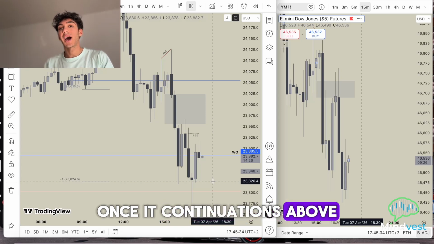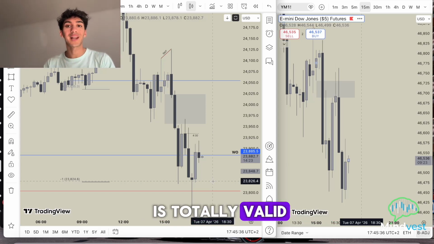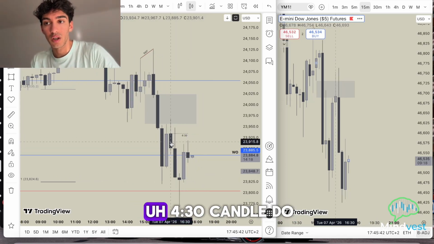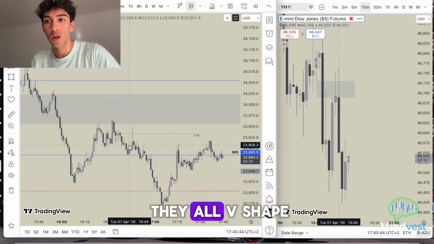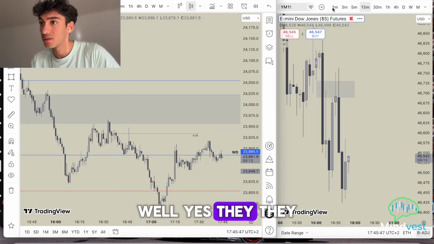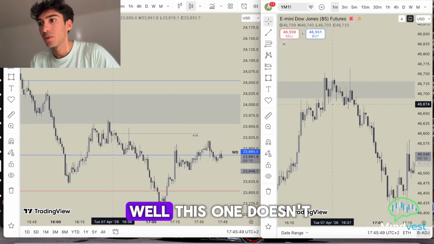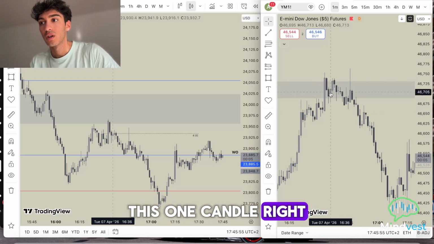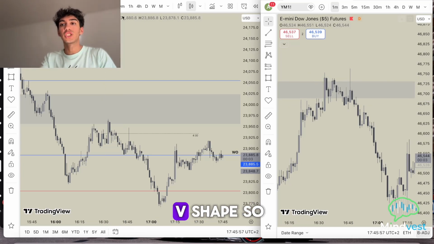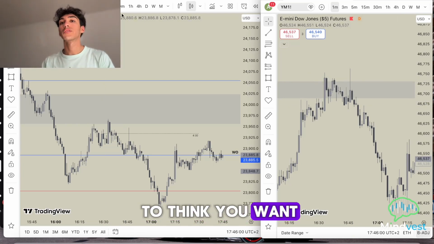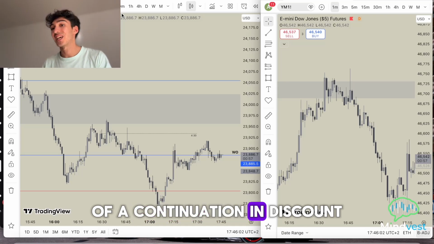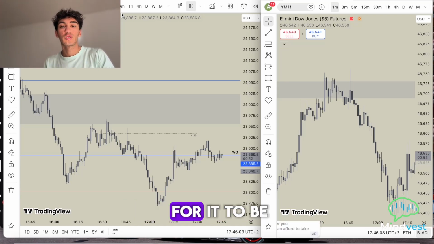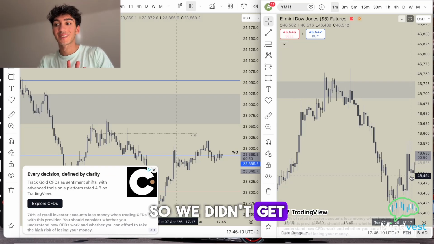1-stage continuations above 50% of the range is totally valid if they all V-shape. They need to all V-shape first of all. So if I were to look here, this 430 candle, do they all V-shape? Well, yes, they do, right? If you see here, well, this one doesn't CISD. Look how many candles it takes to CISD this one candle. Over 10. So there is no V-shape. So even if you were to think you want a 1-stage of a continuation in discount, you really need to have all assets V-shape pretty quickly for it to be valid. So we didn't get that.